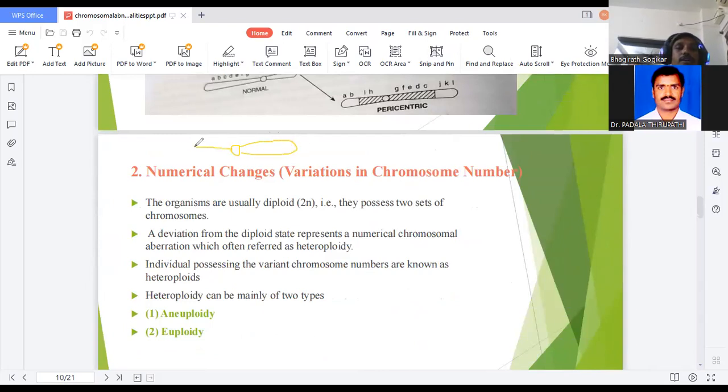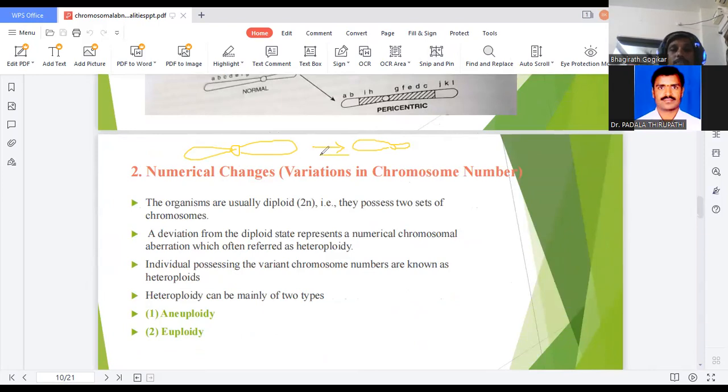chromosome that is involved in a pericentric inversion may be converted into a hook shape. What is that? Hook shape model. So this is the shape of the chromosome after pericentric inversion. That is the thing we can observe.